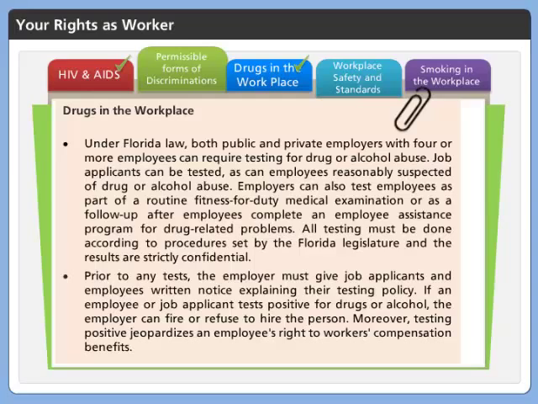Prior to any test, the employer must give job applicants and employees written notice explaining their testing policy. If an employee or job applicant tests positive for drugs or alcohol, the employer can fire or refuse to hire the person. Moreover, testing positive jeopardizes an employee's right to workers' compensation benefits.